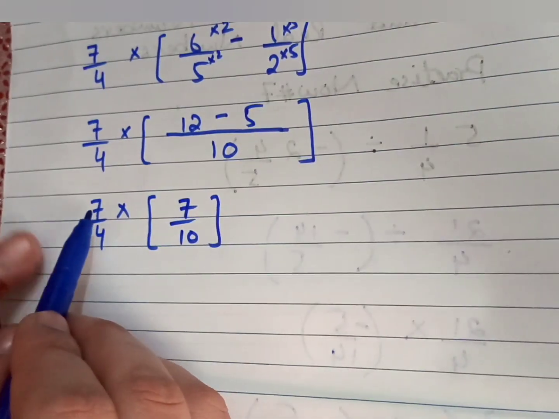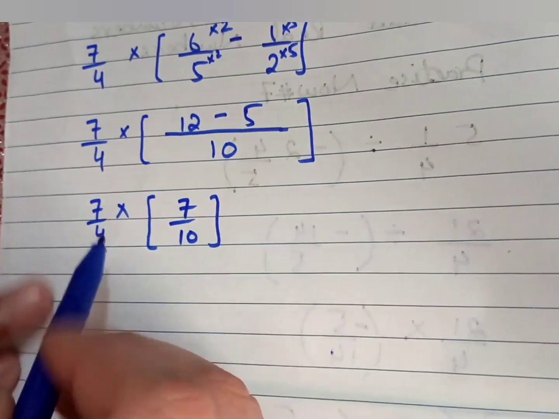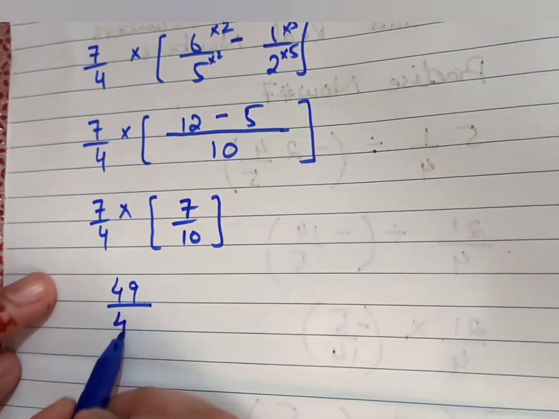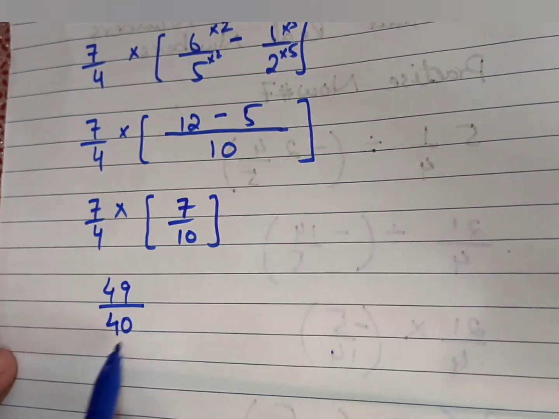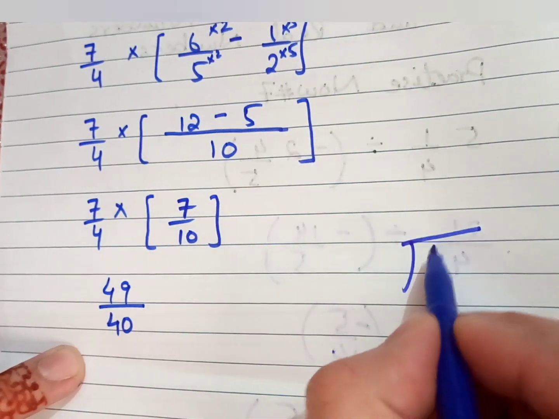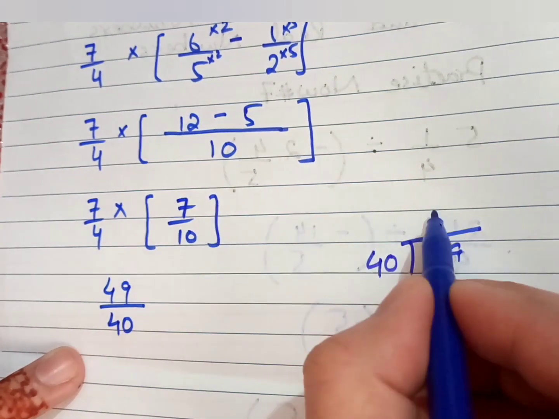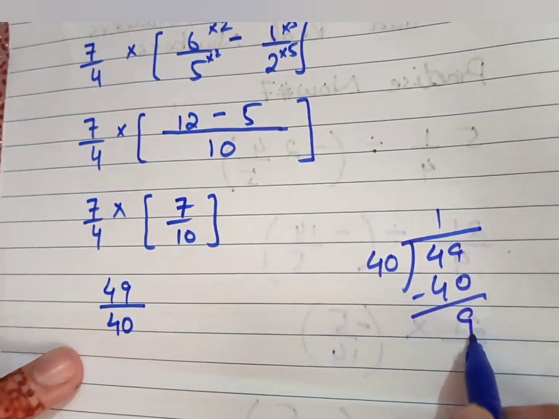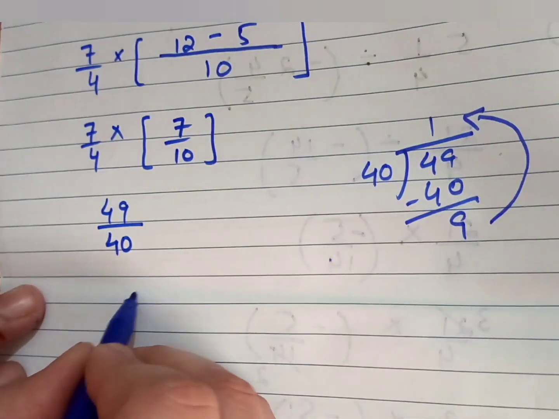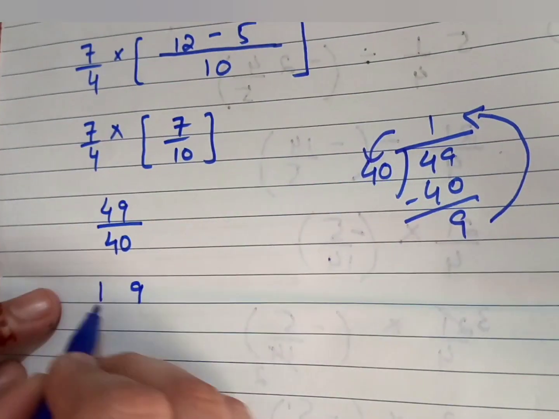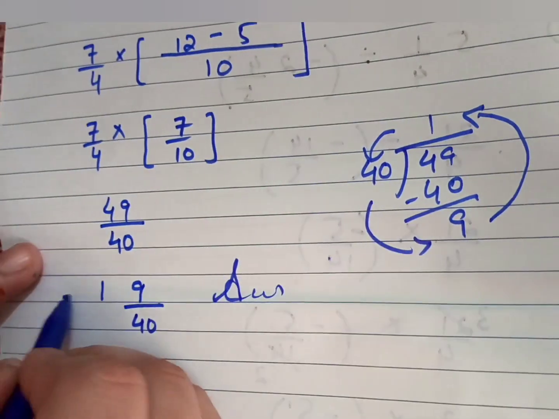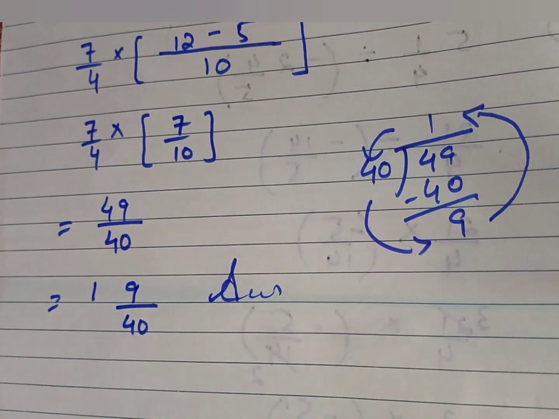Now we solve this bracket. There is a multiplication sign between 7 and 7. So 7 sevens are 49 and 4 multiplied with 10. 4 tens are 40. Now you see that our fraction is an improper fraction. We convert this improper fraction. 49 divided by 4. 4 1s are 4, 40 minus 9. Write down this in mixed form. 9, 1 and 40. So this is your answer of part B, practice now 7.